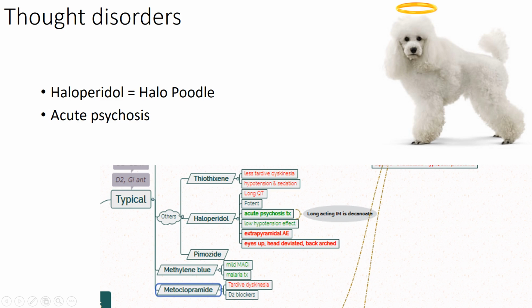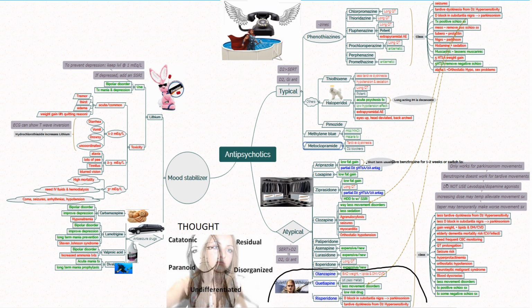Haloperidol poodle, used for acute psychosis. So when people have instances where they're acutely psychotic, it's really bad, this is a very highly potent drug. You can give this to them and it should treat it. It has a low hypotension effect, but it does have pretty high extrapyramidal adverse effects, and keep track of it. And there we are, there's the halo poodle right there. Kind of remember where these things are spatially.